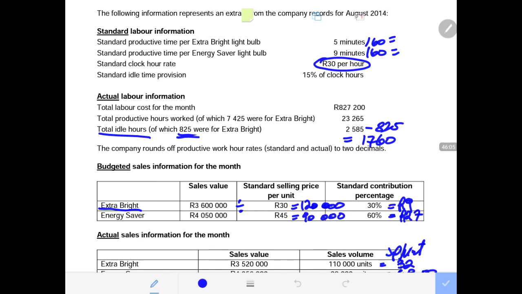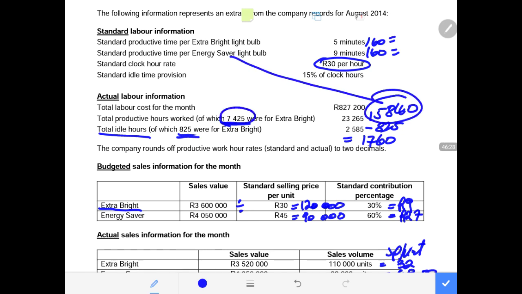Now idle is no longer in the picture. We are looking at the productive hours. How efficient were our employees, or how productive were our employees? Now we have a total of productive hours of 7,425. Then we said the difference was 15,840, the productive hours for the energy saver.